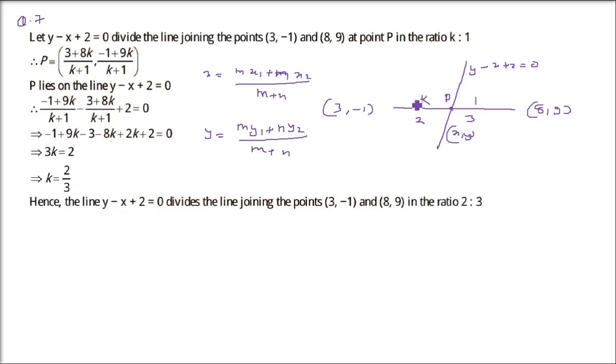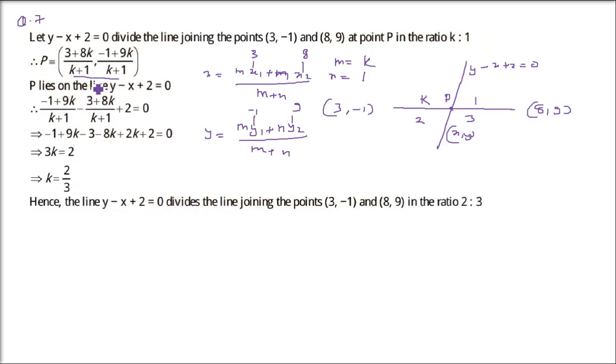So here, in place of m, you are going to place k. In place of n, you are going to put 1. k:1, we have already assumed it to be. For x1, you are going to put 3, for y1 put minus 1, x2 is 8 and y2 is 9. Now just put the values, and x and y will come. These are actually the coordinates of point P.